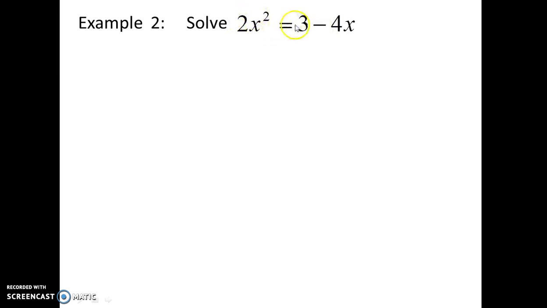Again, we have a trinomial, 1, 2, 3 parts. I'm going to put everything on the left side. So 2x squared plus 4x, this 4x is going to move there, plus 4x, this 3 is going to move there also, and be a negative 3. So plus 4x minus 3 equals 0.